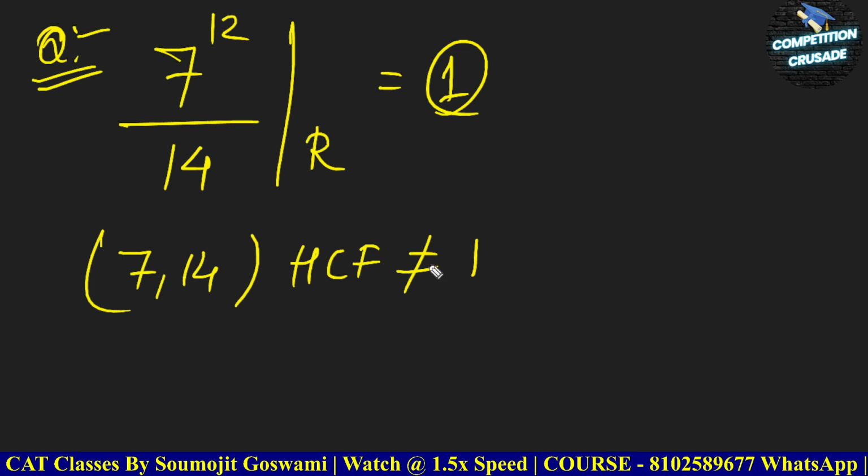The HCF has to be just 1 for co-primes, but they are not co-primes. What do we do with that? Now that is the question, and that is the next idea which we will discuss. So let me take a question itself. Okay, let's take the same pattern, 11 to the 97 by, this time let's say 18.